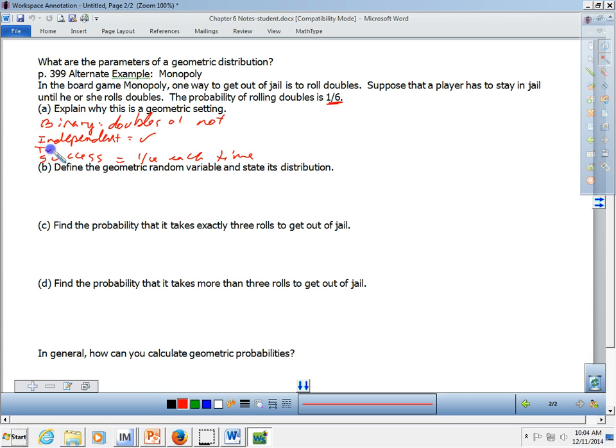So the number of trials is not set. We're going to count the number of trials until we get doubles. So it satisfies our conditions, and so this is a geometric setting. Okay?